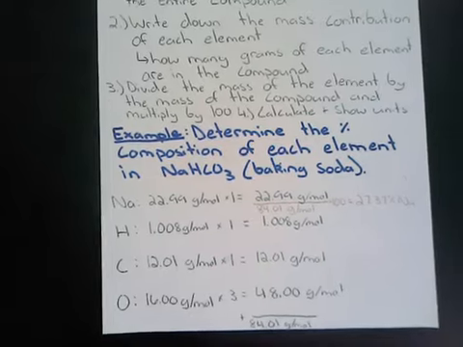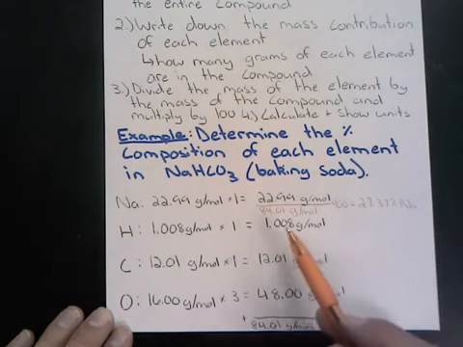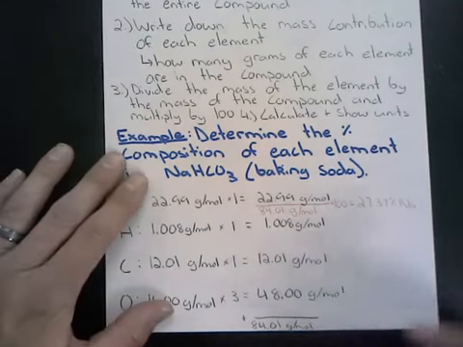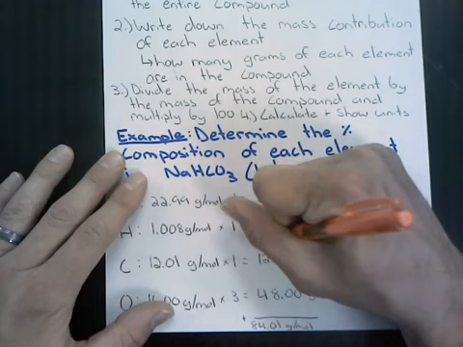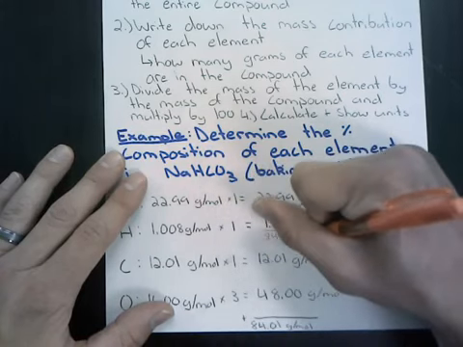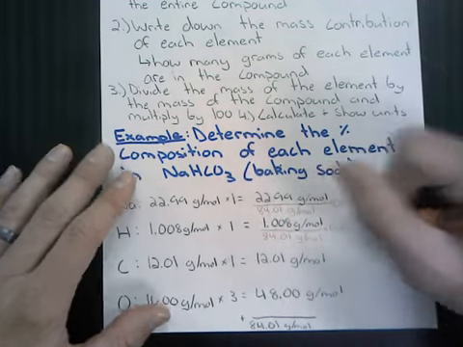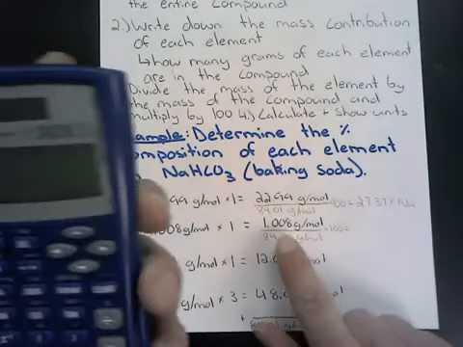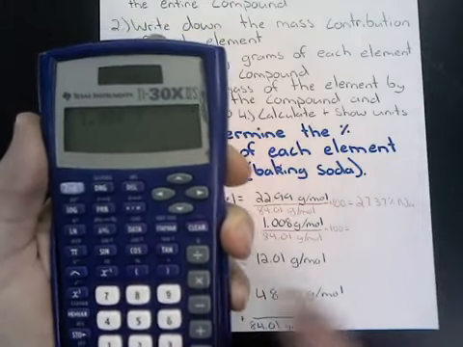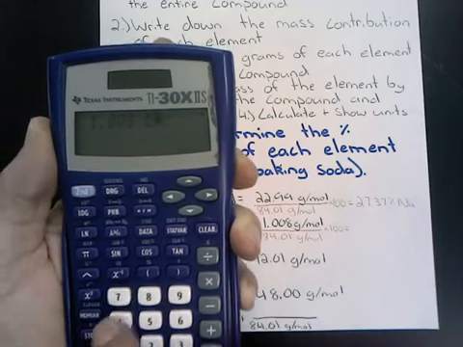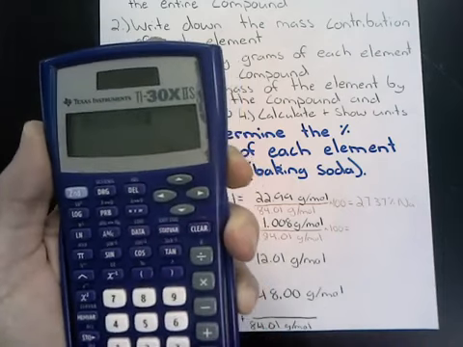Now, we move on here and we do the same exact thing for hydrogen. Again, the total mass contributed by hydrogen is 1.008. We are going to divide this by the molar mass of the entire compound, which is 84.01 grams per mole. Multiply that value by 100. And in my calculator, I'm going to type in the mass contributed from hydrogen, 1.008, divided by the total molar mass of the compound, which is 84.01. You press enter. You multiply that number by 100.